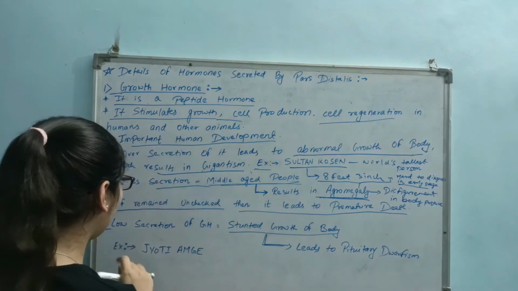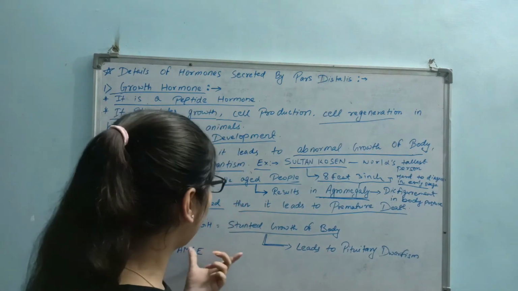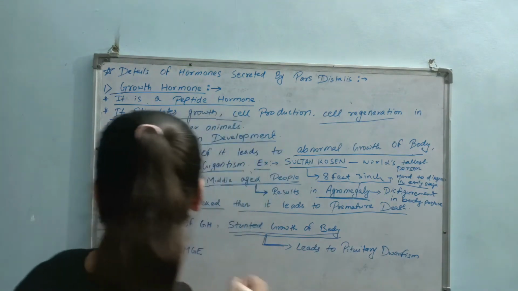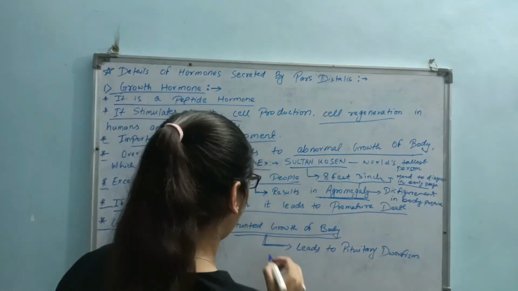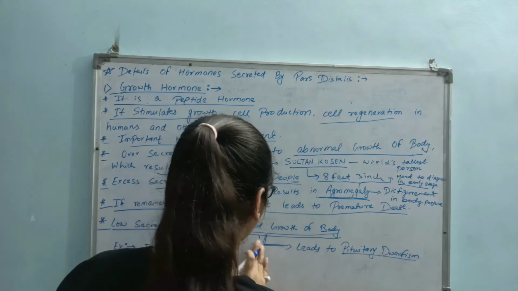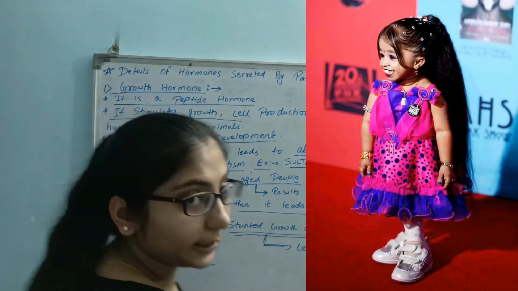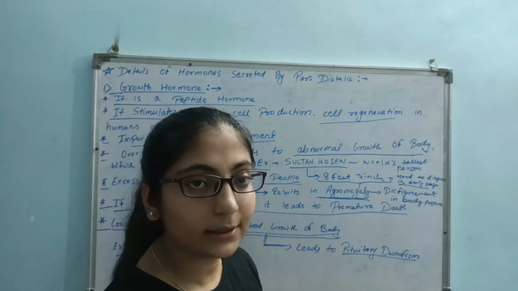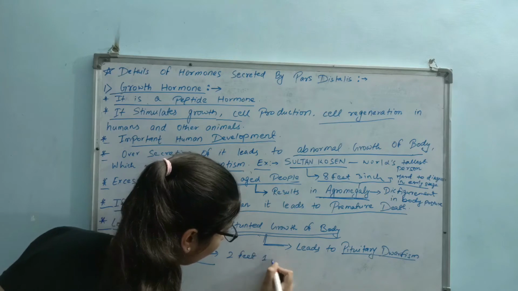Now next feature is low secretion of GH. Now low secretion of GH results in stunted growth of the body. That is, it will be released in very less amount. Then what does it result in? It results in pituitary dwarfism. For example, Jyoti Amge. You have heard the name of Jyoti Amge, whose height is only 2 feet 1 inch.